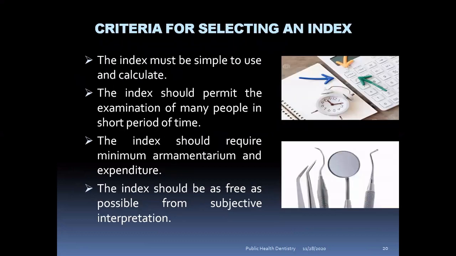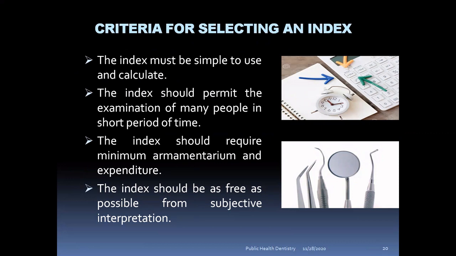Moving further, criteria for selecting an index. The index should be simple to use and calculate. The calculation should be very simple and easy. The index should permit the examination of many people in a short period of time. It should not be time consuming, because if the index is time consuming, we can't record it on a larger population within a small time frame.